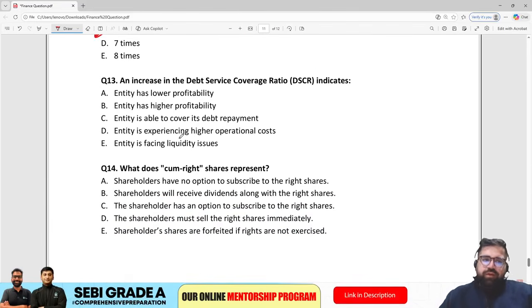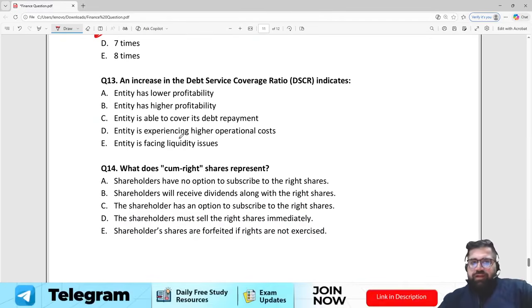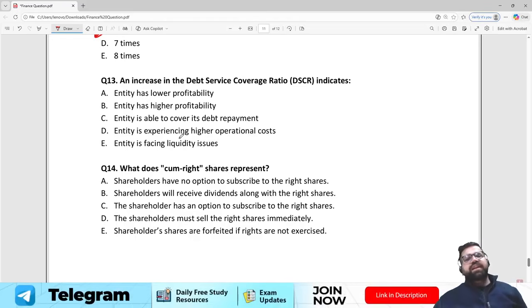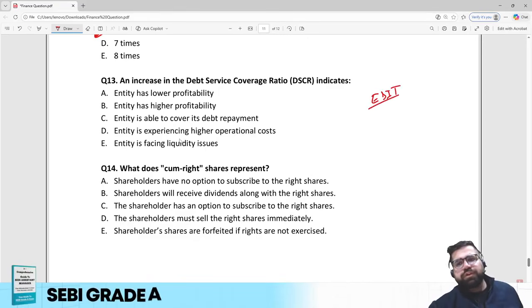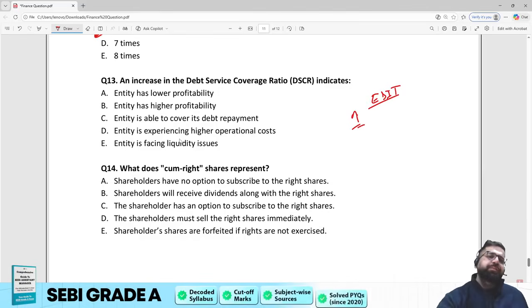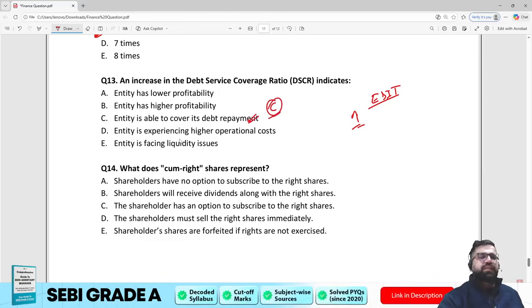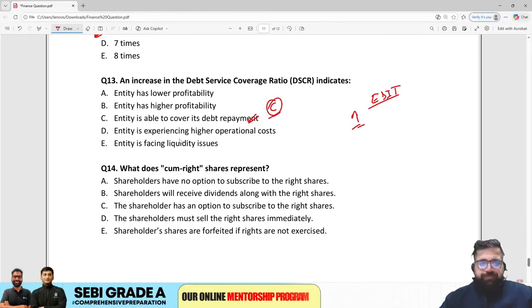Question number 13. An increase in debt service coverage ratio indicates what? It is a good thing only. The company is able to cover its debt repayment, because debt service coverage ratio is EBIT divided by your interest plus principal payment, which you have to do. So if this is increasing, then definitely the entity is able to cover its debt payment. So my answer will be option number C.